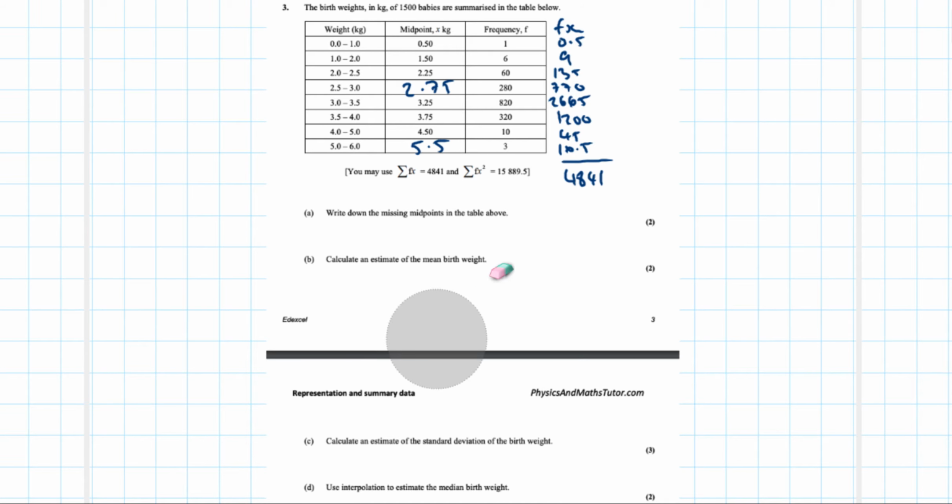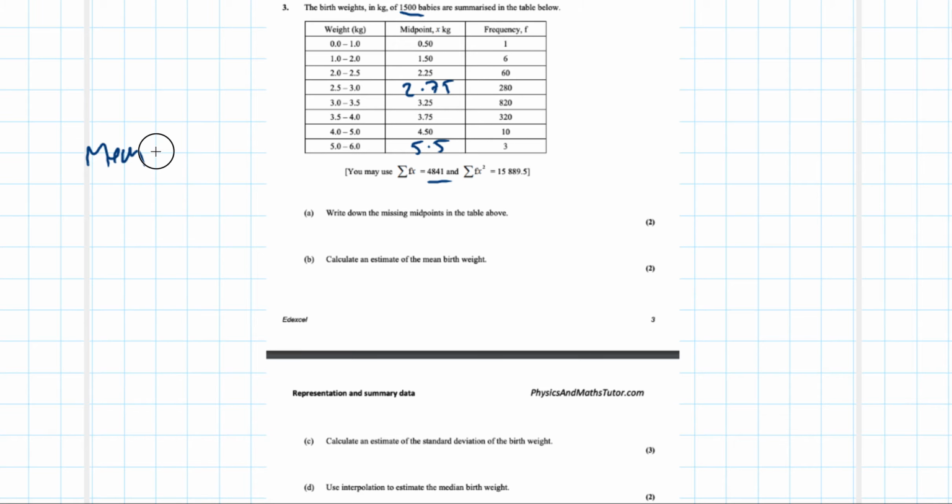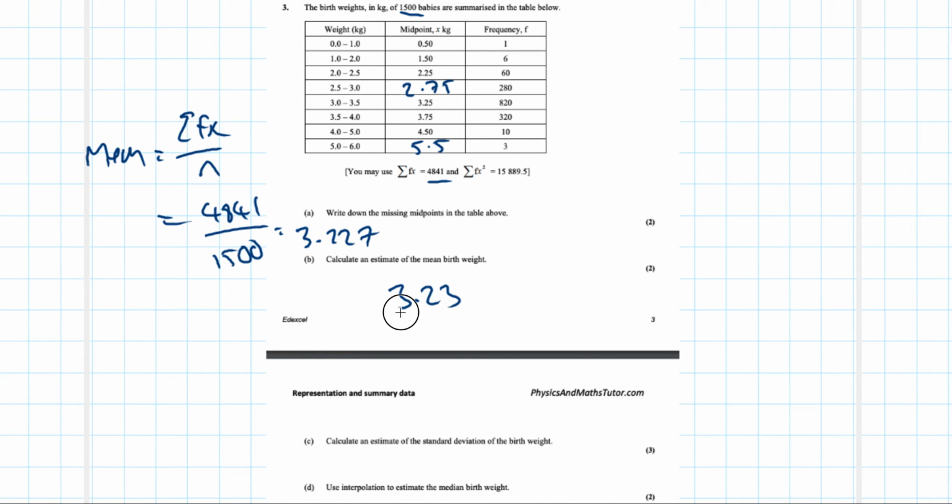Oh, hang on. Ignore all of that. I misread the question, so the question's given it already here. Apologies for the waste of time. So here you just need to be able to calculate the frequency, which is 1,500. So the mean is equal to the sum of f of x over n. You're given f of x here is 4841 over 1,500. Plugging that into the calculator gives you a mean value of 3.227, which is just going to be an answer of 3.23.